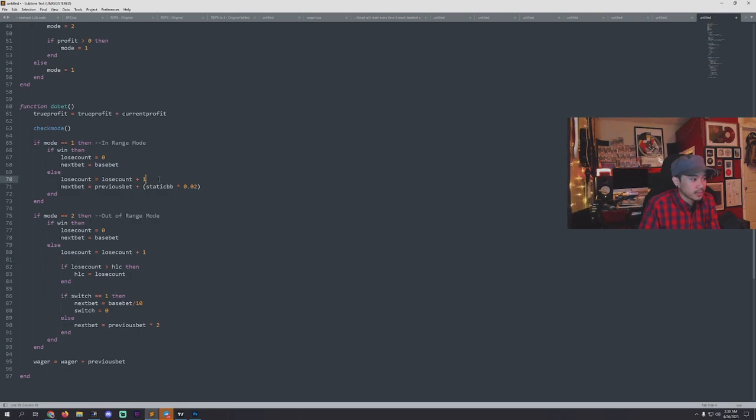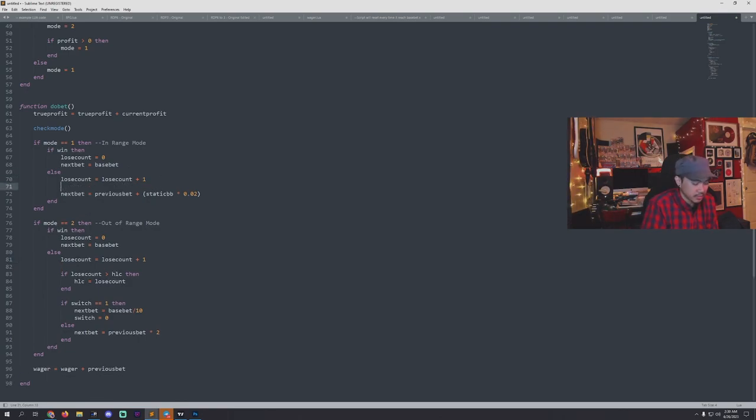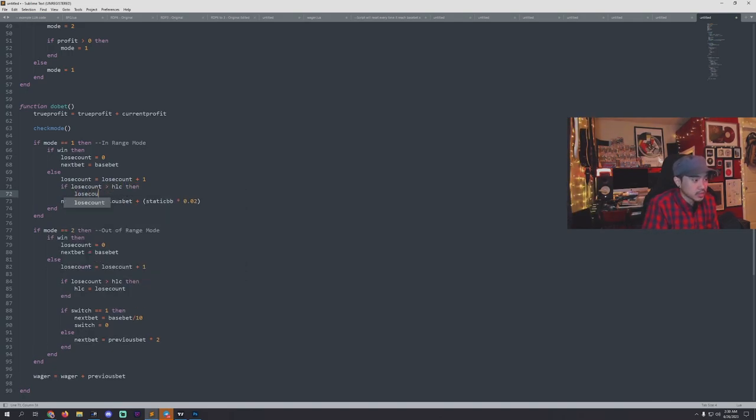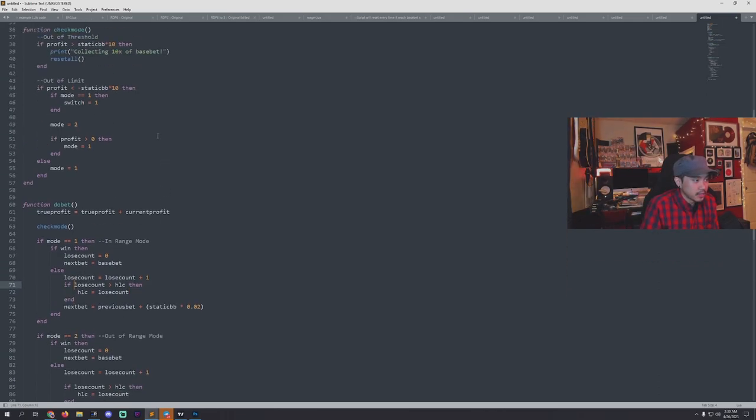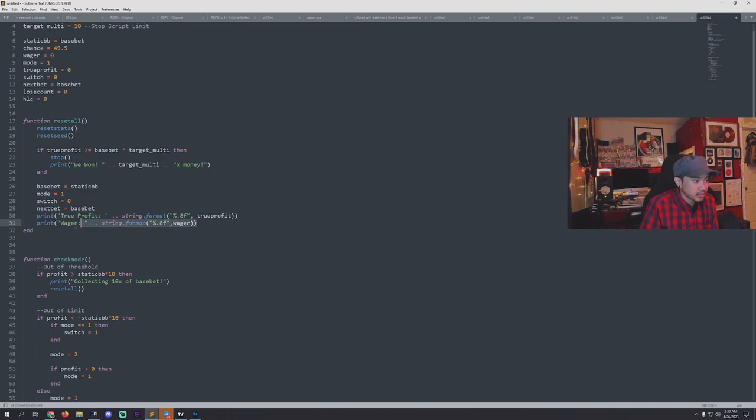We will do the same thing up here for mode 1. For mode 1, if the lose count is greater than the highest lose count, then the highest lose count equals the lose count, right? And here we can print the highest lose count.